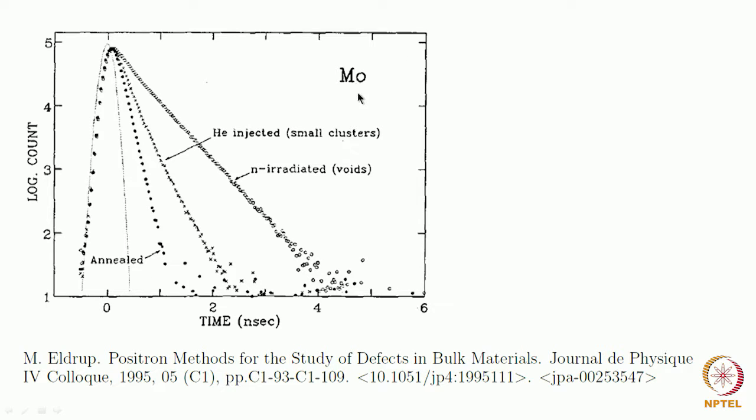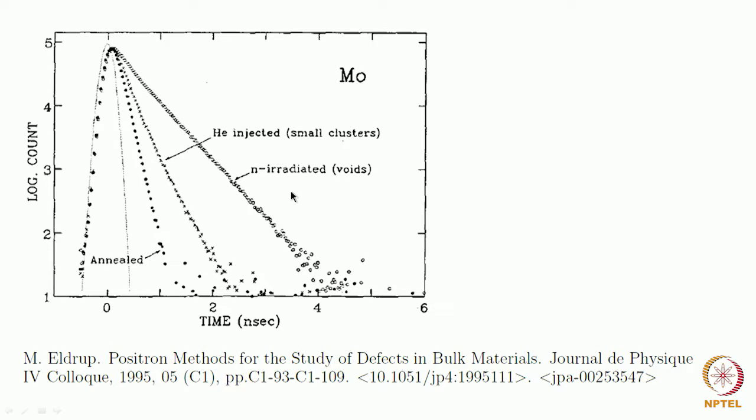This is an example which I have taken from the literature. It is in molybdenum, a sample which has been well annealed. This is how the lifetime measurement gives that plot. When this is irradiated, injected with helium ions with some clusters, some defects are also getting attached to it. Now you can see on the right hand side that the shape of this plot changes, the slope changes.